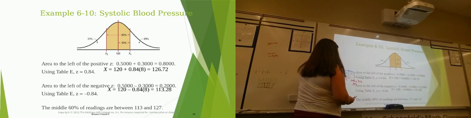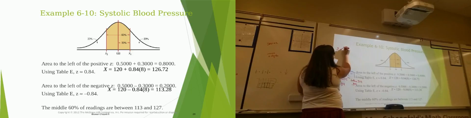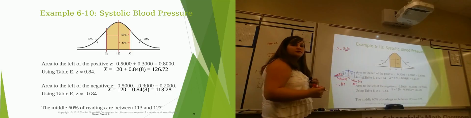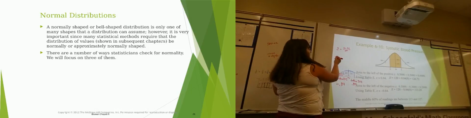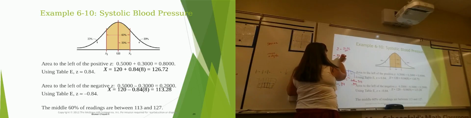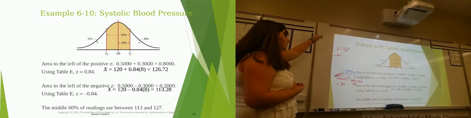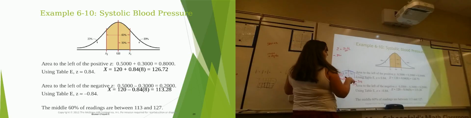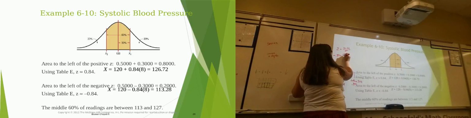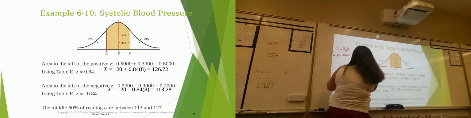Okay, so now I have my z-score, so I have my normal z equals x minus mu over sigma. What that looks like is the z-score is negative 0.84. I'm looking for x minus my mean, which was 120 for my systolic, and then my standard deviation was 8.